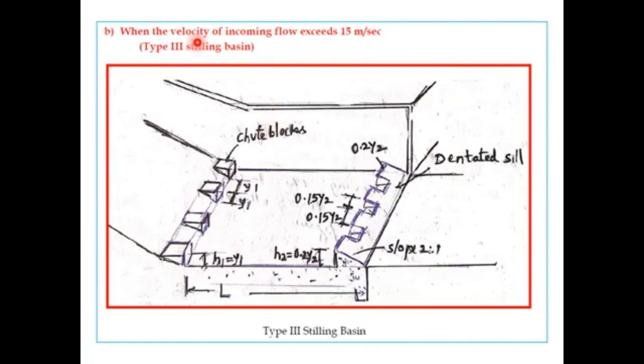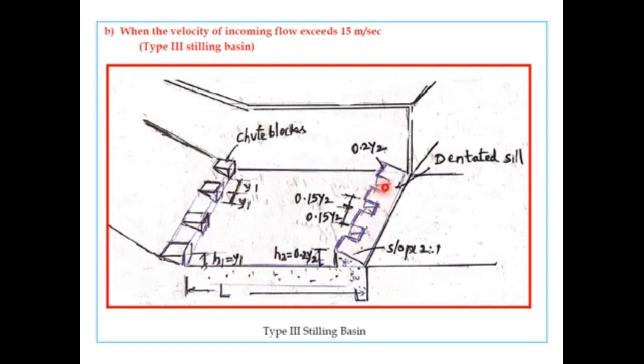So when the velocity of the incoming flow exceeds 15 meters per second, we go for the type 3 stilling basin. Here also it utilizes the chute blocks as well as the end sill, but the baffle blocks are avoided, because in the previous case we have seen that in type 2 stilling basins the incoming flow will always have an impinging action on the baffle blocks, and that's the reason why we have eliminated the baffle blocks, and instead of that we have gone for a dentated sill.